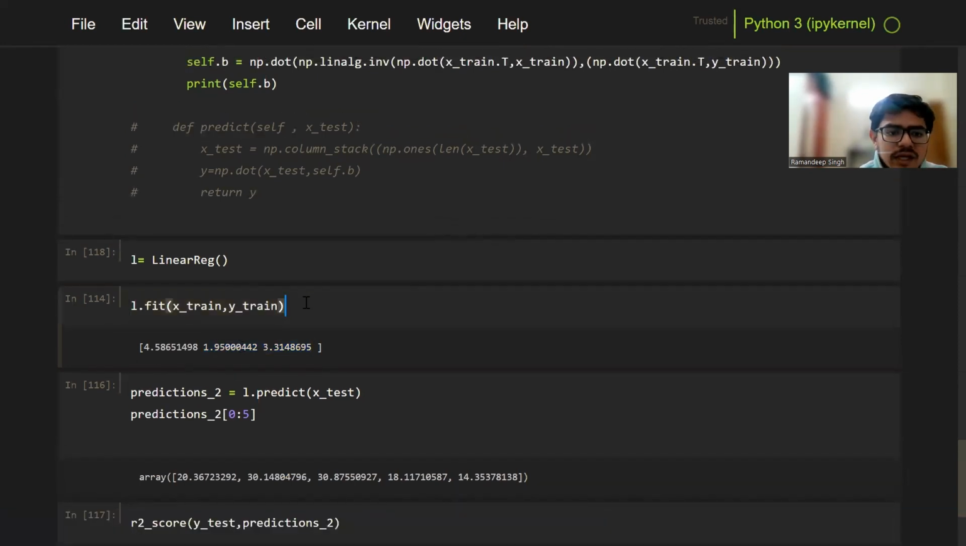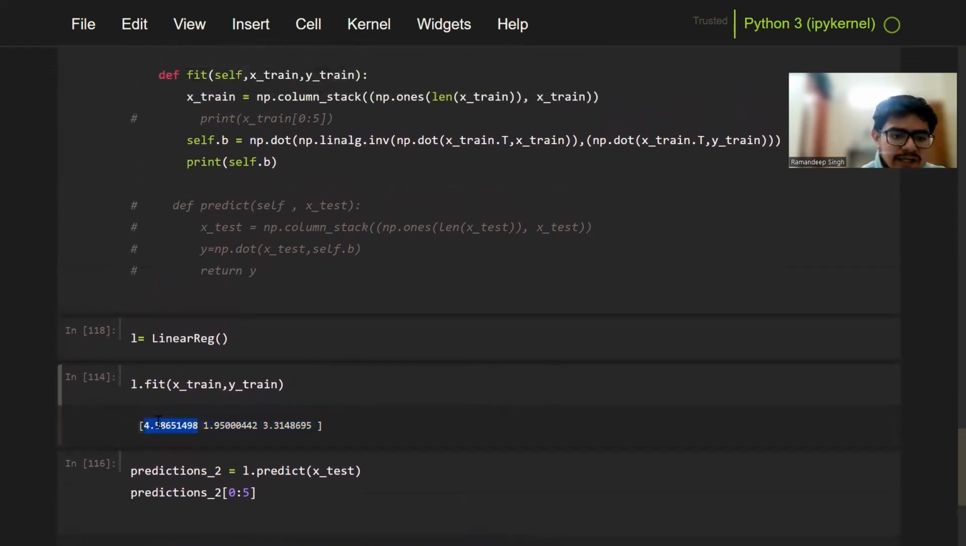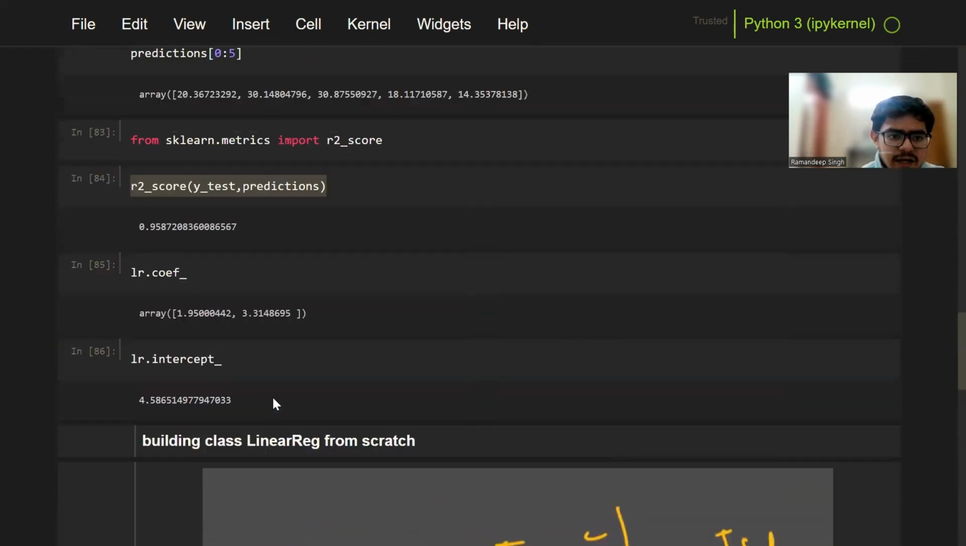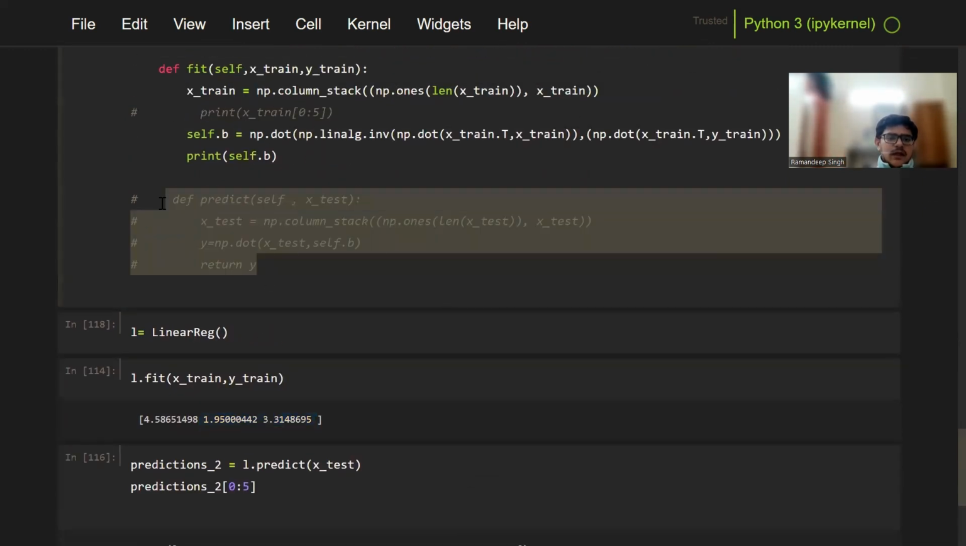So you can compare these terms with the scikit-learn library's coefficients which it has calculated, and you will notice that it is exactly the same. So the intercept is 4.58, and yes, this is the intercept 4.58. The coefficients are 1.95 and 3.31, and you can see these are exactly the same outputs as we compare with the sklearn library, right?